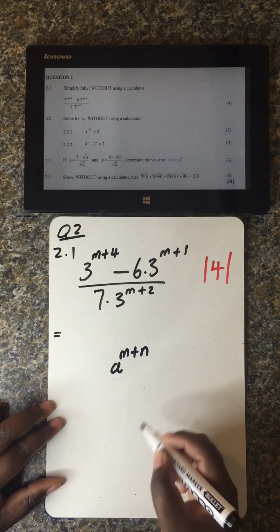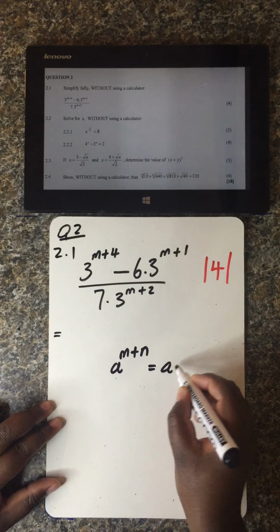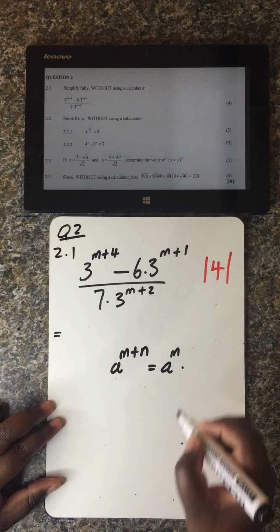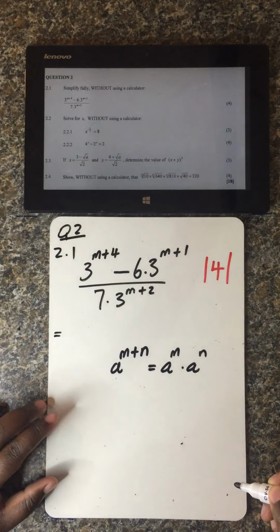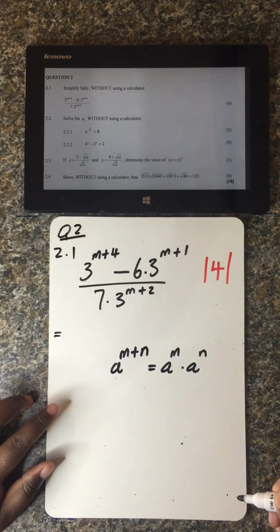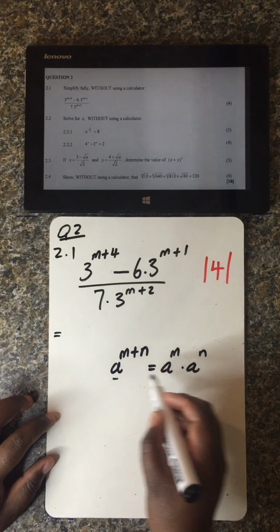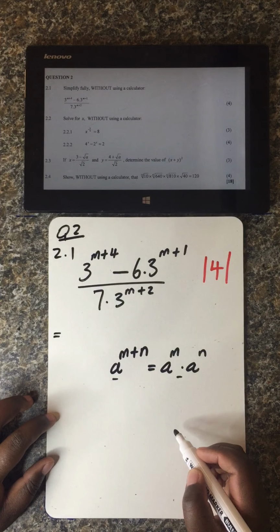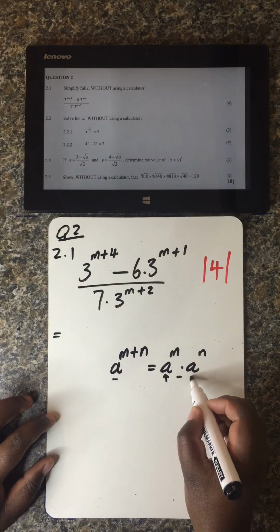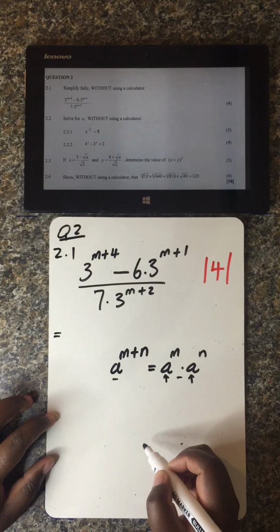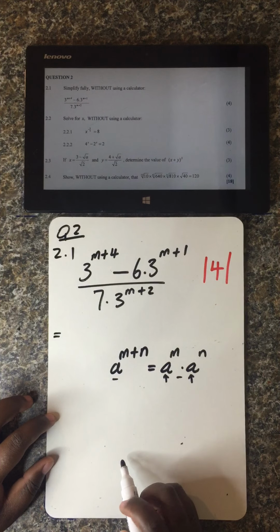Okay, just as an example, this is the same as a to the exponent m multiplied by a to the exponent n. Very, very important, guys. Why is this equal to that? Remember, because the bases are the same. When the bases are the same, then you add the exponents.